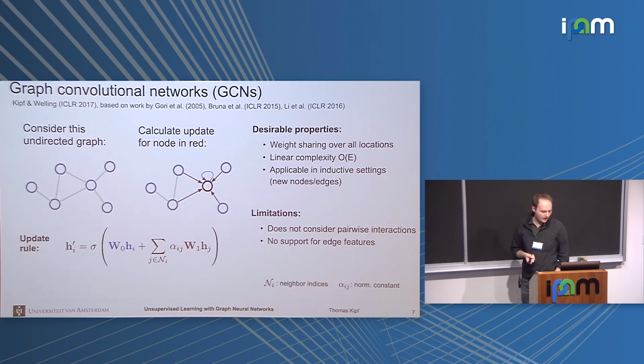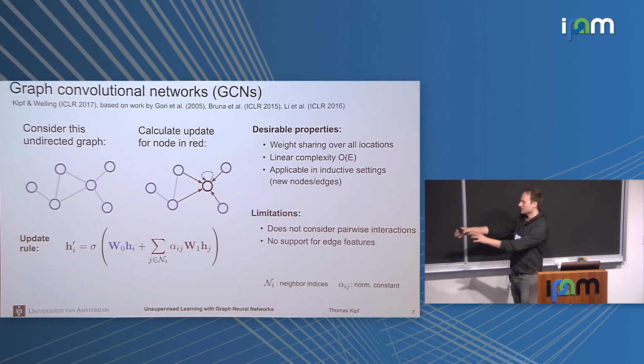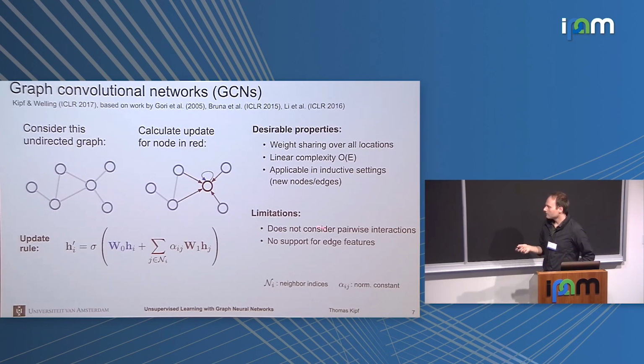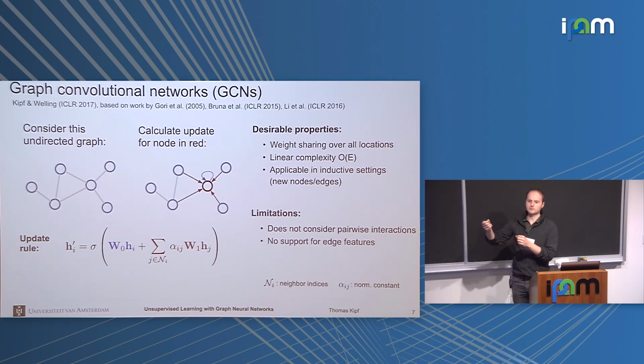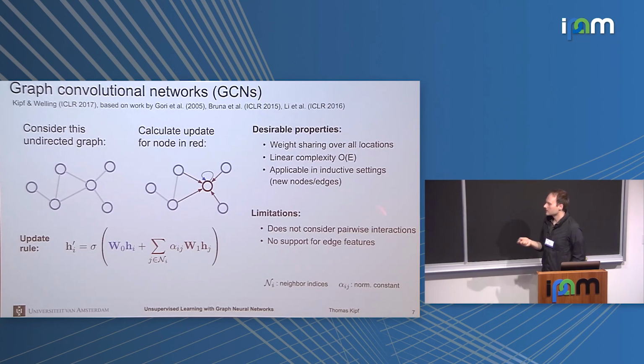You can also apply the same message update rule in an inductive setting, because with weight sharing you can train this on one part of the graph and, once it's trained, apply it to an unseen part of the graph, for example. The only problem is that it doesn't really consider any pairwise interactions. It looks at neighbors in isolation, pulls the update in, and then updates the node itself. So it cannot really be sensitive to something like physical dynamics, where you have forces that depend on the distance between two nodes, like inverse square law forces. So this is a limitation of this model, and it also doesn't have any support for edge features.